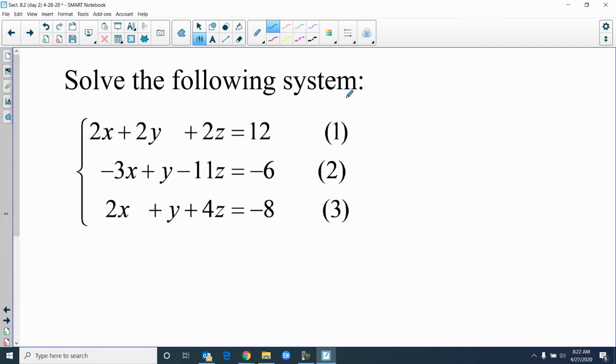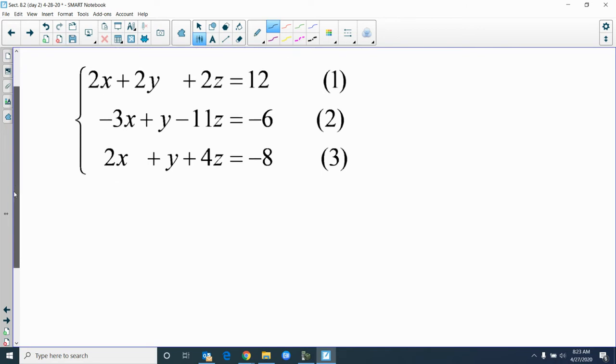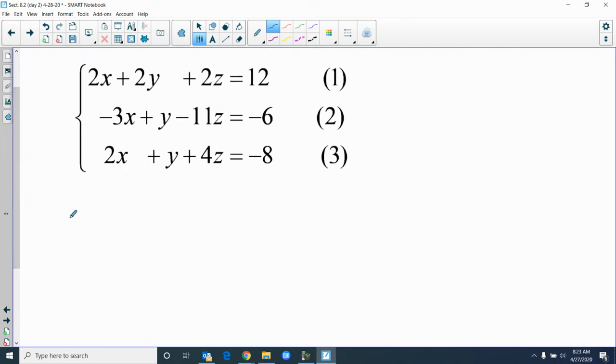And let's solve this system. Now the 1, 2, and 3 just refers to the equation: equation 1, equation 2, equation 3. 2x plus 2y plus 2z equals 12. Negative 3x plus y minus 11z equals negative 6. And 2x plus y plus 4z equals negative 8. All right, let's solve it. Substitution or elimination. Either way, I'm going to use elimination 95% of the time.